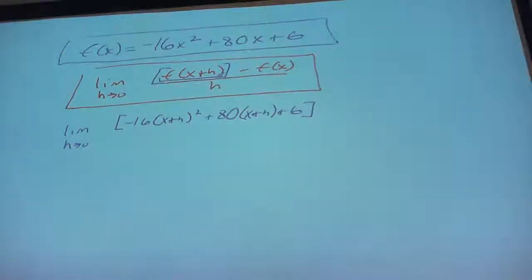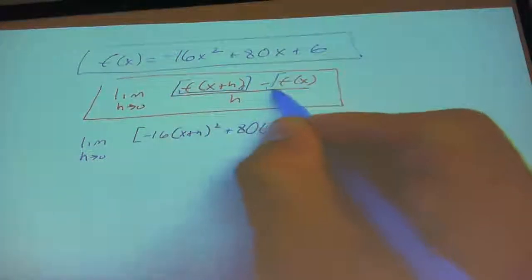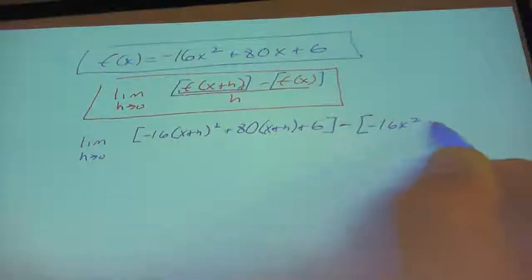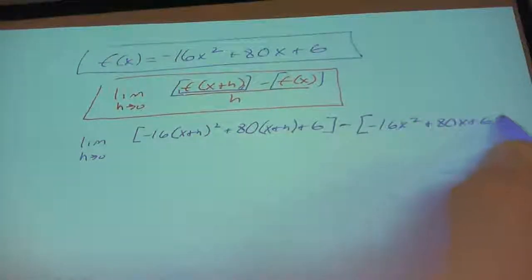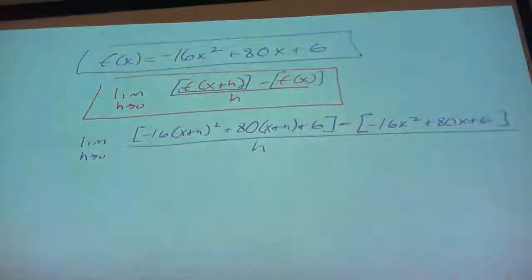Now, minus f of x. That's just the original, minus the original. And the last step, over h. Okay, so stop there. Ask me any questions. Any questions on where any of that came from?